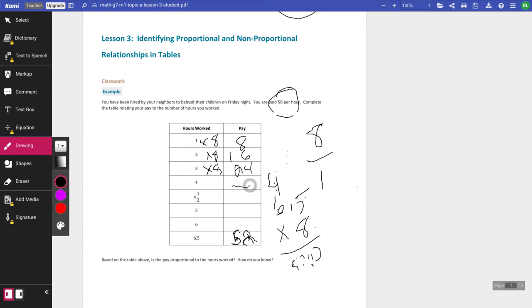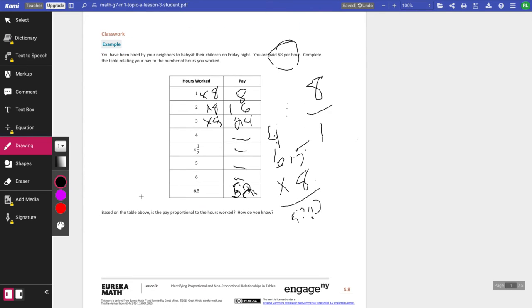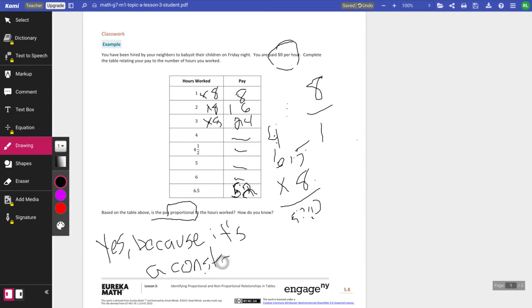Okay. And I'm going to have you guys fill in the rest of these on your own. So that's not a problem. Now, the question here is, based on the table above, is the pay proportional to the hours worked? Well, yes, because it's a constant rate, right? A constant rate. Because wherever I have 1 hour, I'm gaining $8.